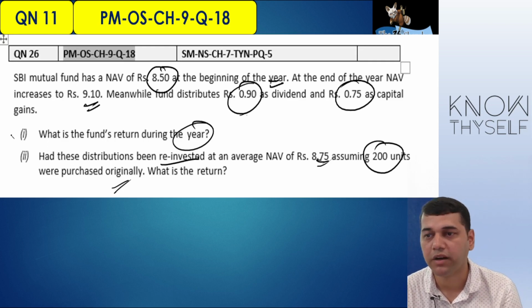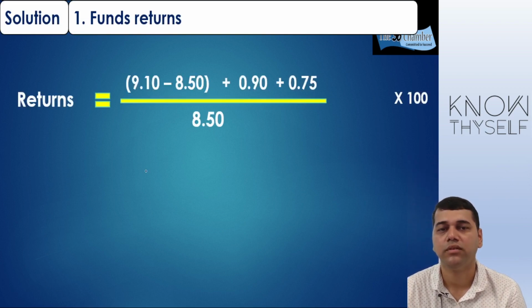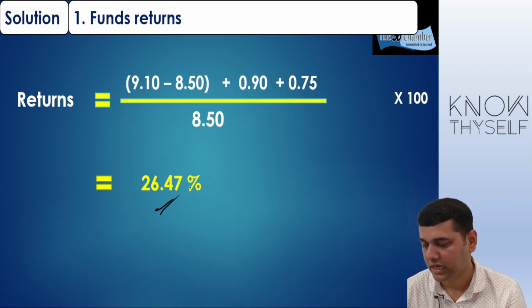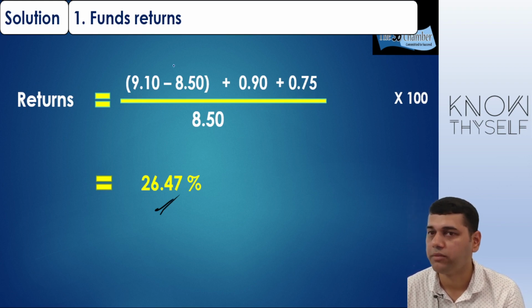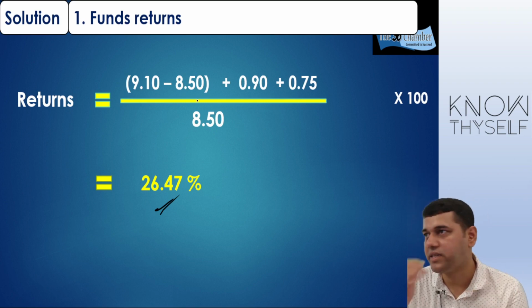So, the first part of the question, we know it. We don't need time to calculate. So my return is 26.47%. Correct? How did I get this? Closing minus opening plus all the distributions, divided by opening. Now second thing, understand it.